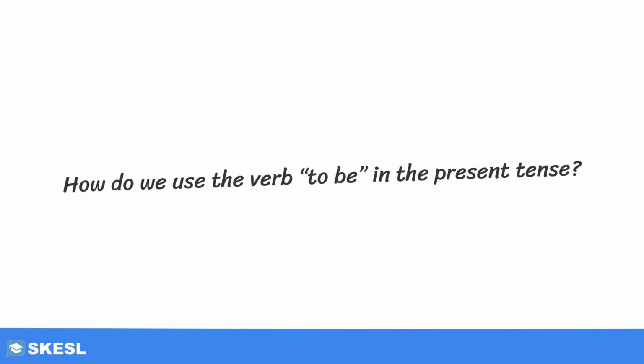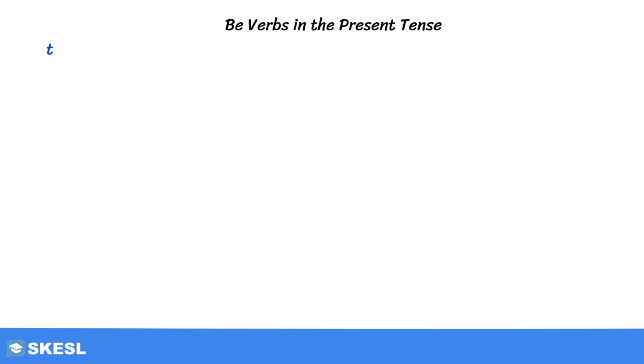How do we use the verb to be in the present tense? The verb to be is different in the present tense. The verb to be changes depending on the subject. Here you can see how the be verb changes.